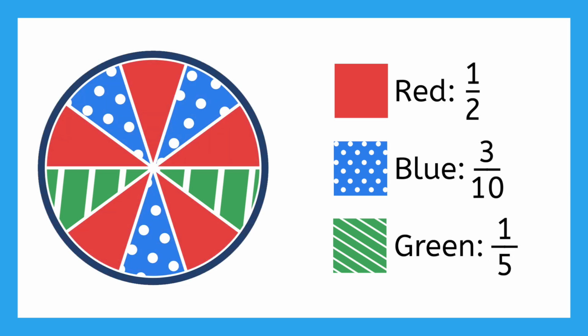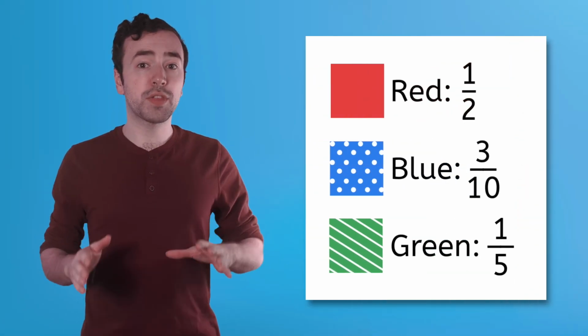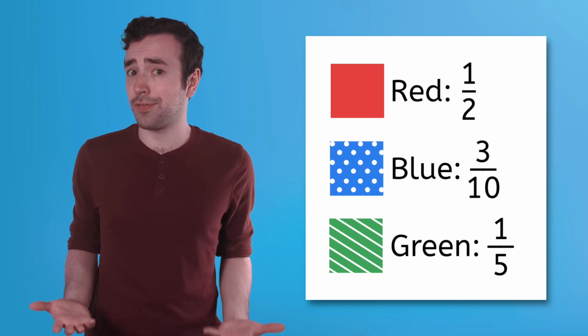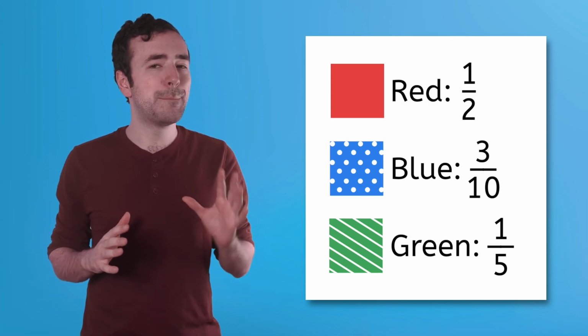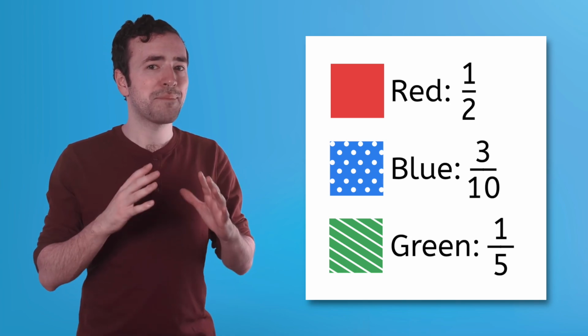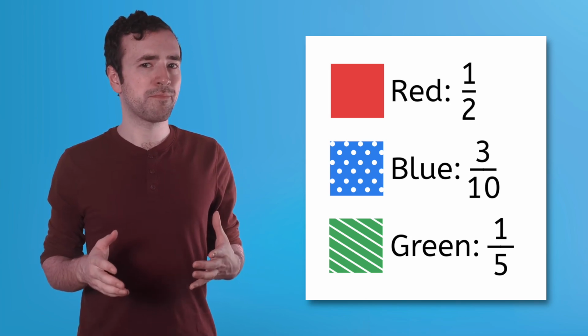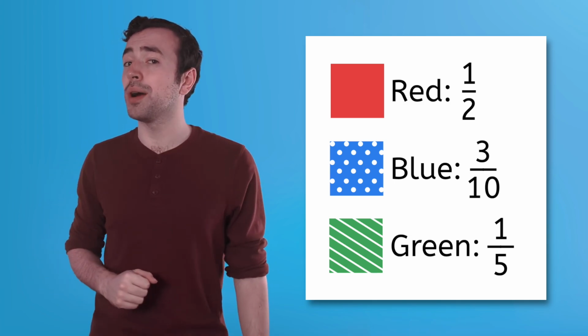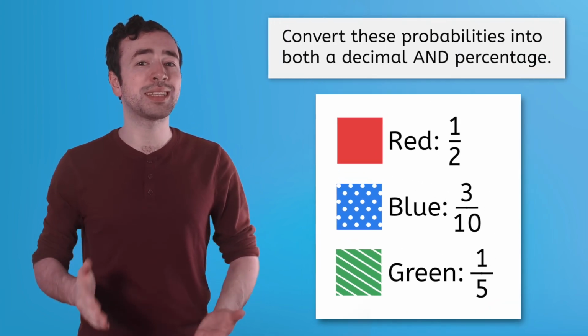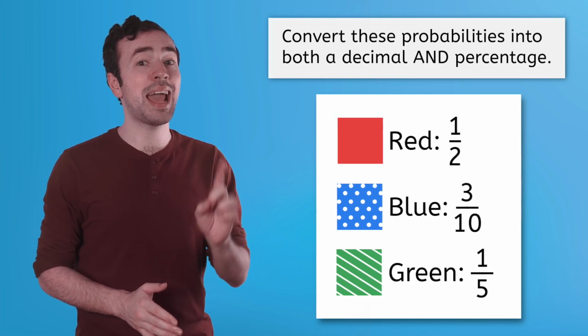or 1/5. Because of their clear part over whole structure, fractions are great for writing probabilities. But when fractions have different denominators, like these, it can be tricky to compare them. Luckily, we can convert them to another form to help. Pause the video here and convert these probabilities into both a decimal and a percentage.